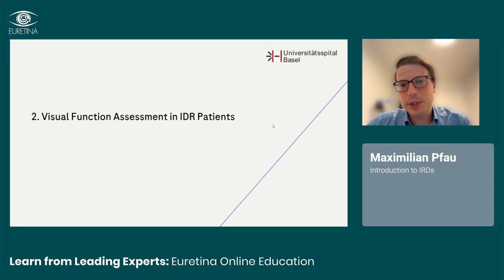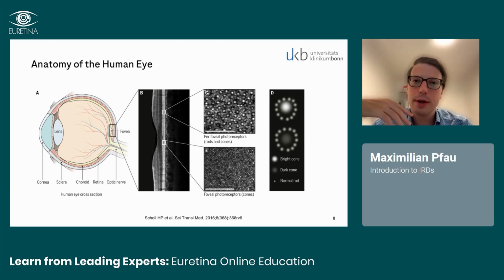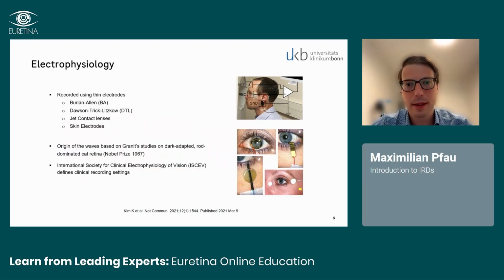Then also in terms of visual function assessment in IRD patients, you should be able to describe accurately the photoreceptor topography. In the fovea and the central 300 microns, you have predominantly only cones. And then once you go outside of this cone-rich fovea, rods start to kick in. And it's also important to recognize that already in the mid-peripheral and peripheral macula at 5, 6, 7 degrees, rods start to dominate.